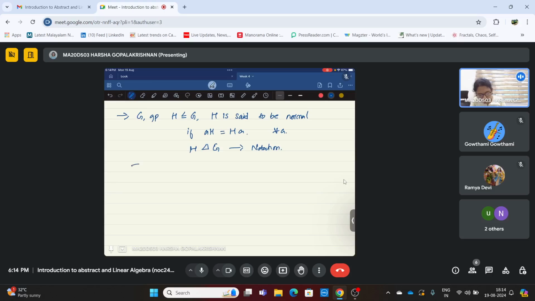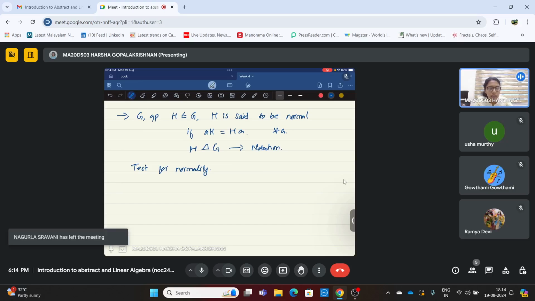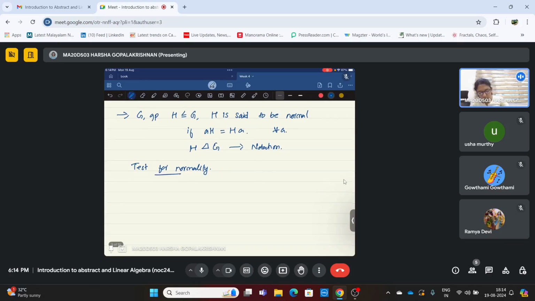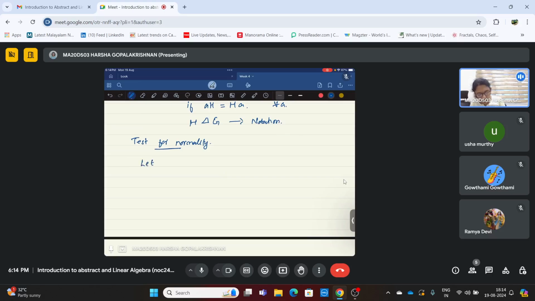Now, the test for normality. If you are given a subgroup, it may not be easy to find whether H equals Ha for all a, because we will have so many a in the group. So we have a very simple theorem to see whether a given subgroup is a normal subgroup of a given group or not. For that, let (G, *) be a group and H a subgroup of G. This less than or equal to notation is just for subgroup.